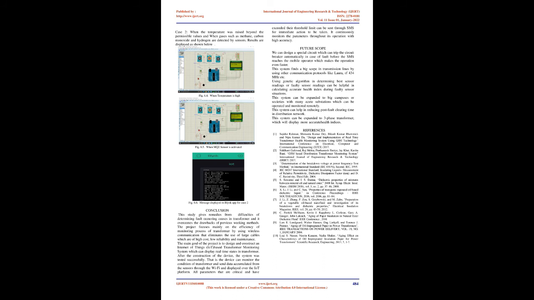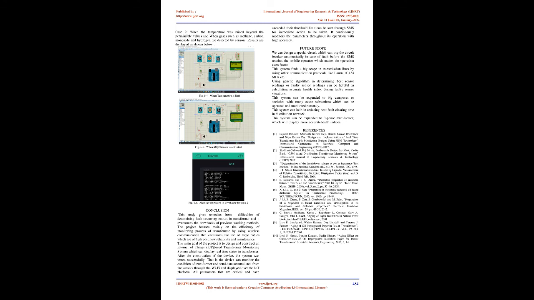Conclusion. This study gives remedies for the difficulties of determining the causes of faults occurring in a transformer, and it overcomes the drawbacks of previous working methods. The project focuses mainly on the efficiency of the transformer monitoring process by using wireless communication that eliminates the use of large cables, which are of high cost, low reliability, and maintenance. The main goal of the project is to design and construct an Internet of Things (IoT) based transformer monitoring system which can display real-time states of the transformer.